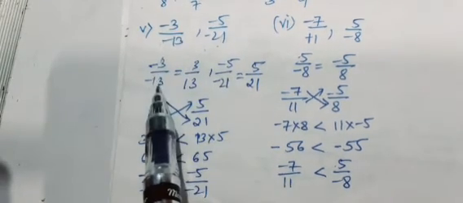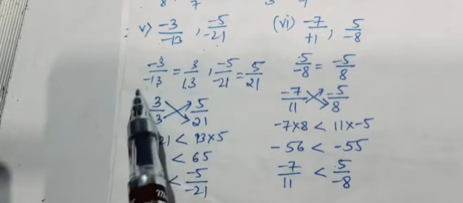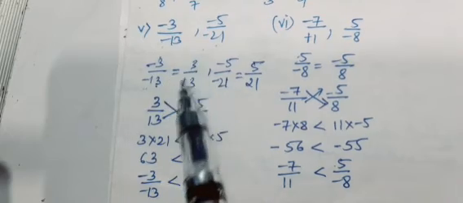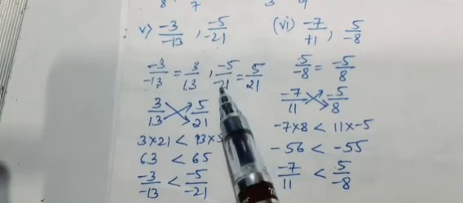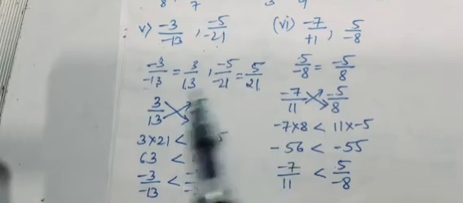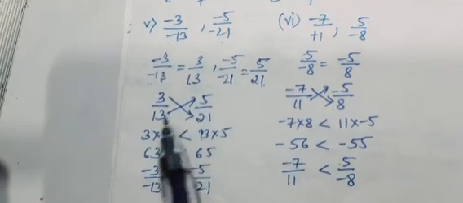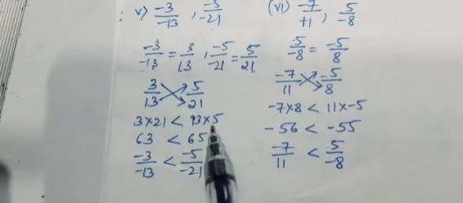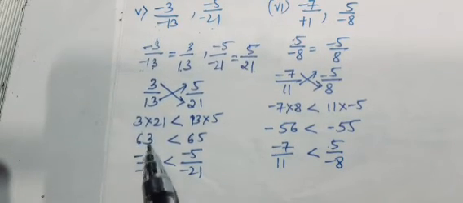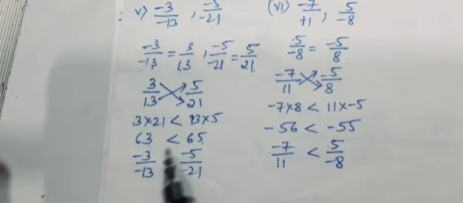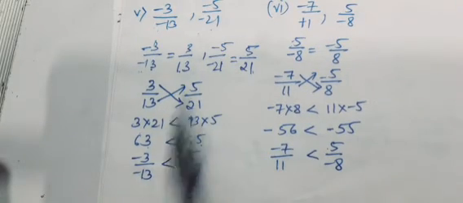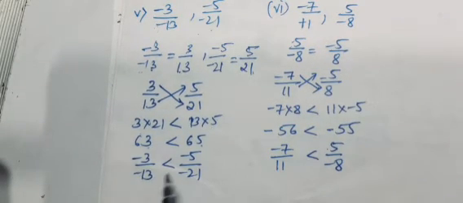Children, next rational numbers are minus 3 by minus 13 and minus 5 by 21. Here, first let us write them in the standard form by taking out the minus sign, because minus divided by minus is plus, 3 by 13. Minus divided by minus is plus 5 by 21. Now take these two rational numbers and cross multiply. 3 into 21 and 13 into 5. 21 3s are 63, 13 5s are 65. Here 63 is less than 65. Therefore, we write minus 3 by minus 13 is less than minus 5 by minus 21.